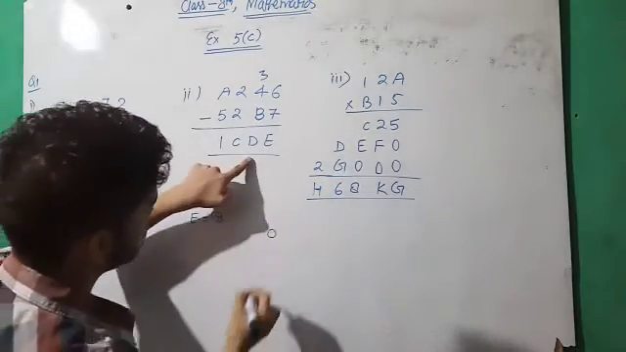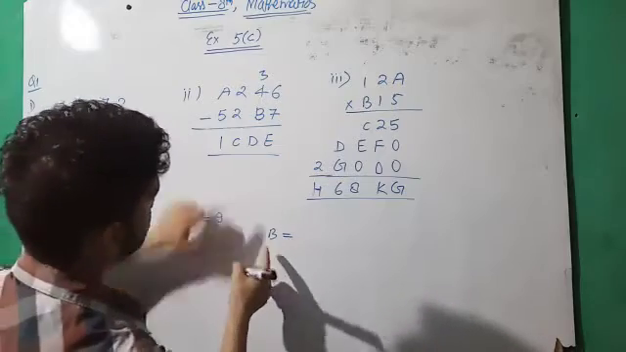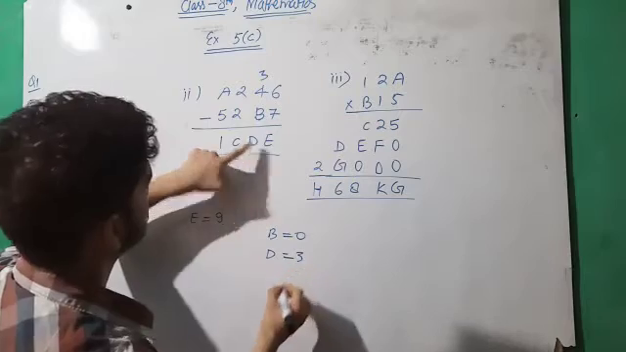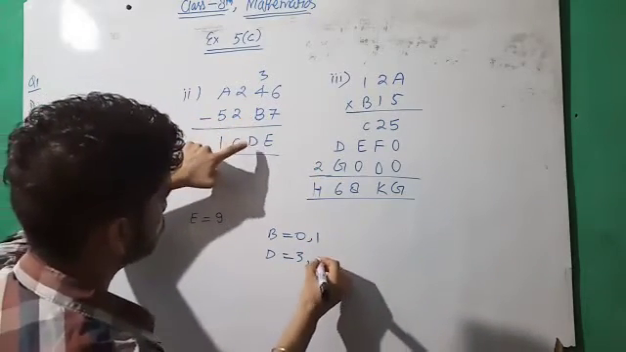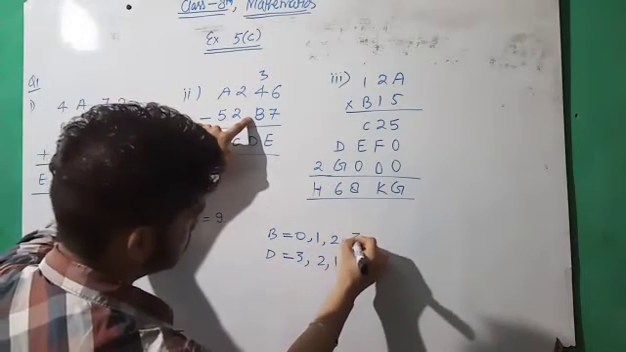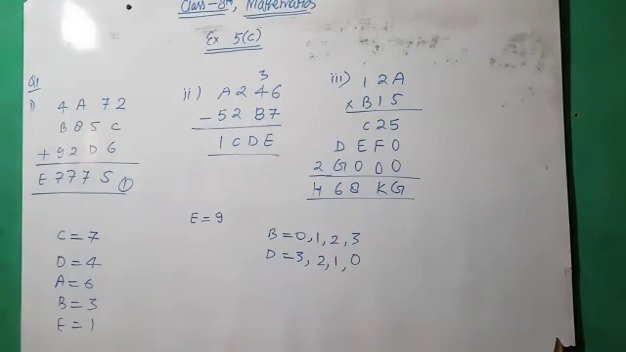We have more than 3 possibilities here. If B is 0, D equal to 3. If B is 1, then D equal to 2. If B is 2, then D equal to 1. If B is 3, then D equal to 0. There are 4 possibilities for B and D.